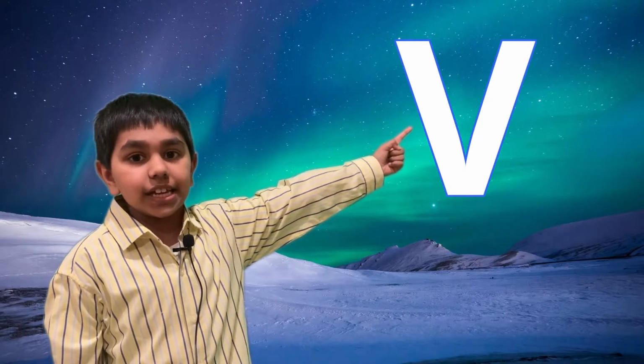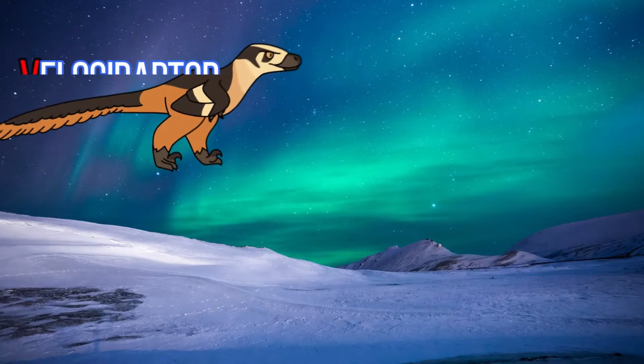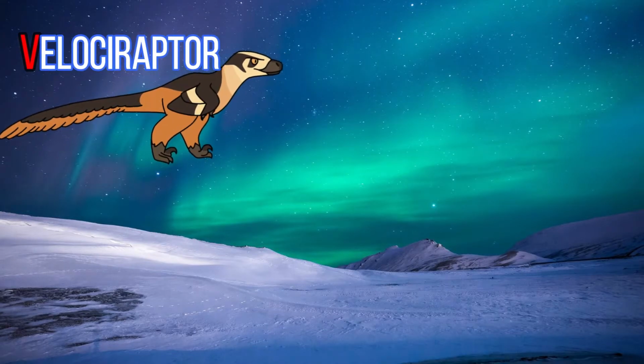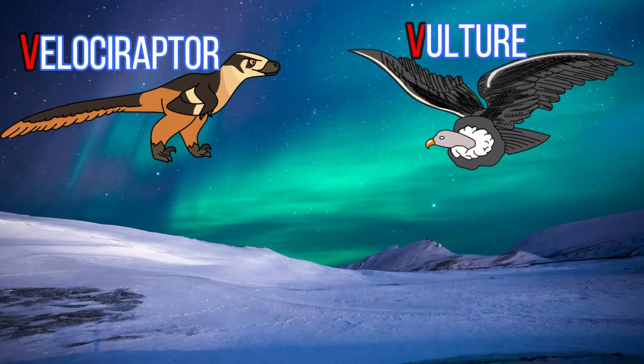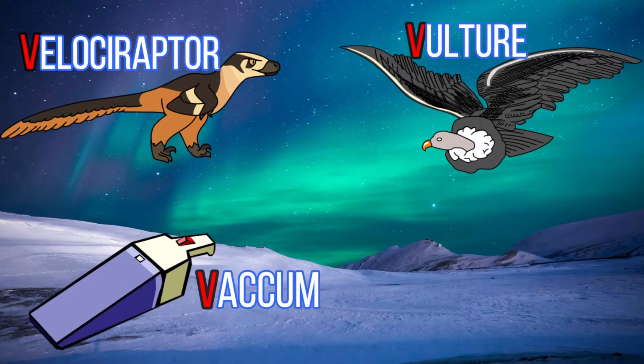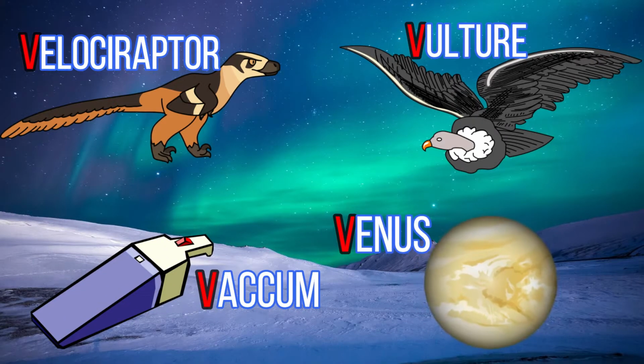This is how you write an uppercase V. And this is how you write a lowercase v. V is for velociraptor, vulture, vacuum, and Venus.